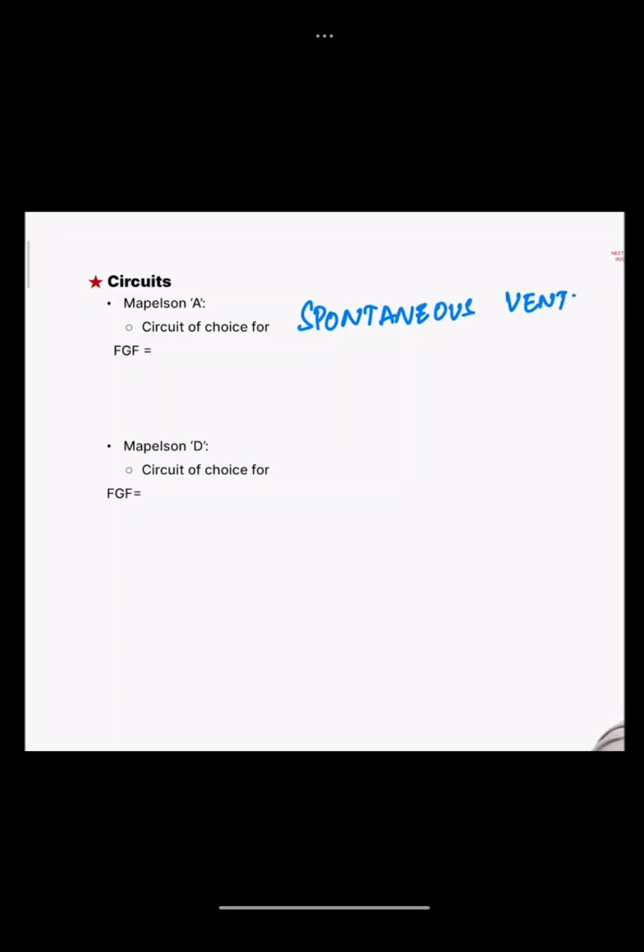But remember, with this circuit there was a problem. What was the problem, guys? The patient was rebreathing his own carbon dioxide. So in order to prevent this rebreathing, there was a guy whose name was Magill. He added an inner tube. Very, very important, this inner tube in Mapleson A circuit was responsible for expiratory gases and the outer tube was responsible for inspiratory gases.